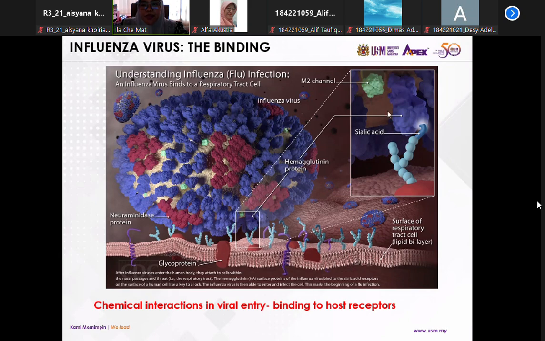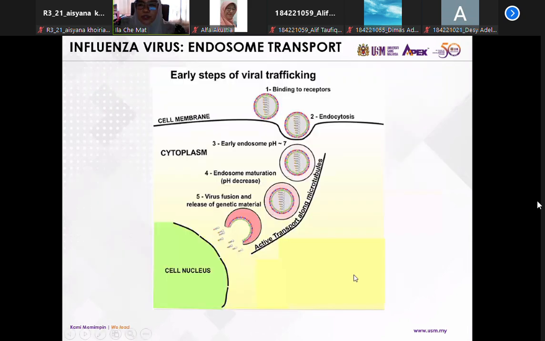So after this binding, of course, this is not an easy binding. They have to go through chemical interaction and conformational changes. I'm not the expert on that, but I know there's a binding between the spike protein and the receptor. So this will induce the chemical interaction between the viral entry and binding to the host receptor. After the binding, the virus will go inside the cell, and then we go to the entry process.